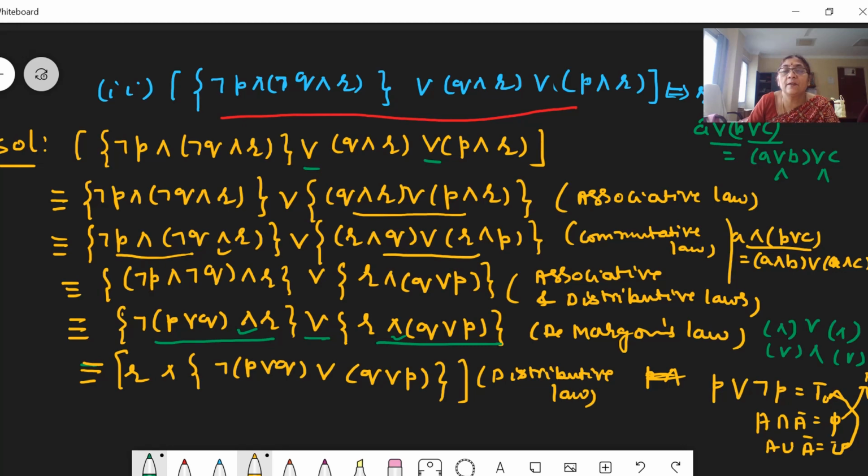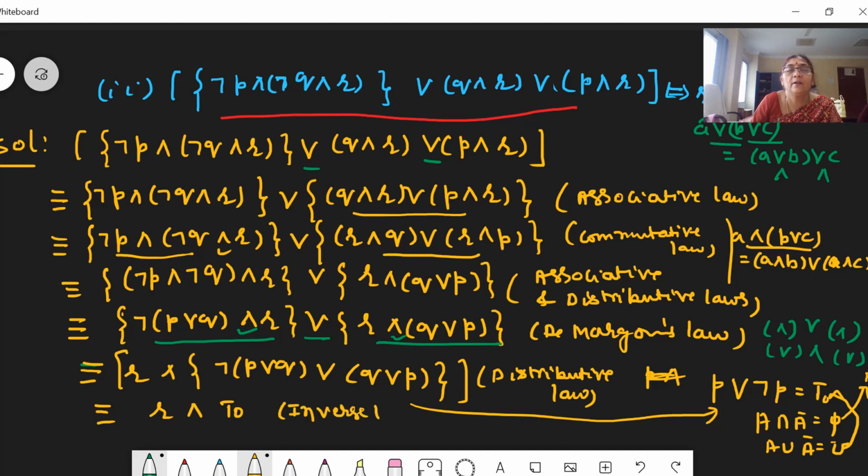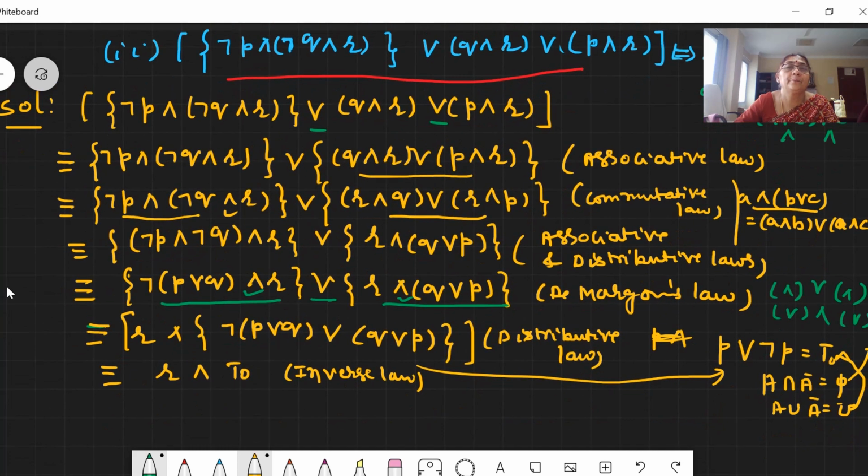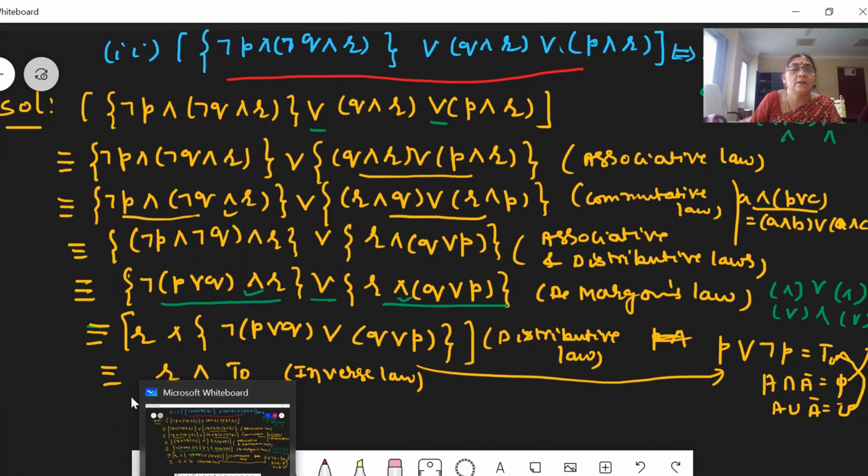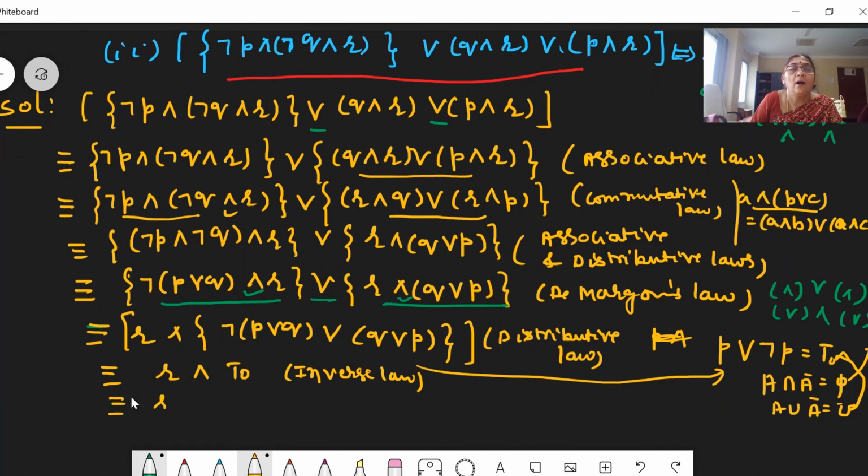This is just like for this. From the inverse law, what do we get? We get T naught. Inverse law. Okay. In the next step, from the identity law, this can be written as, this is logically equivalent to R. Identity law. Okay. Therefore, this is what you are expecting, you get it.